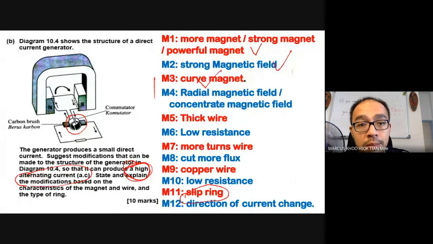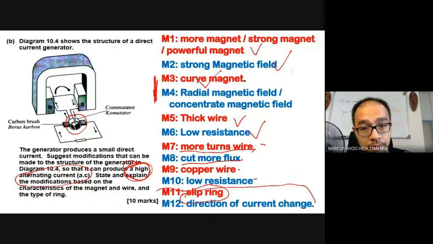This point probably is the one that most of you may miss out, unless you refer to the black book. We use a thick wire because it has low resistance. This is probably the most common. More turns of the wire in order to cut more magnetic flux. We use a copper wire because it has low resistance, but this one is a must.